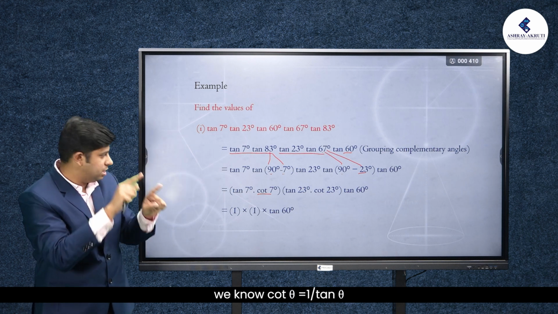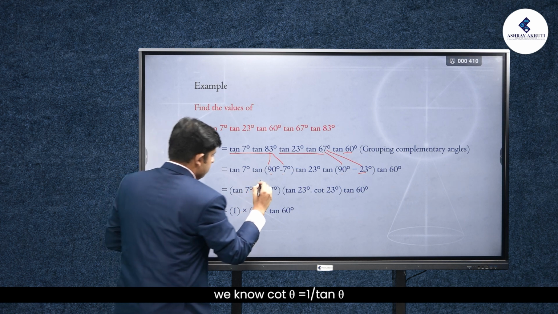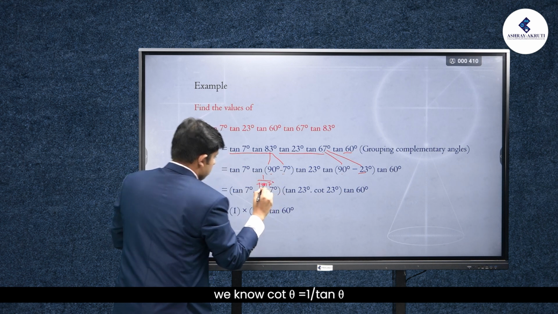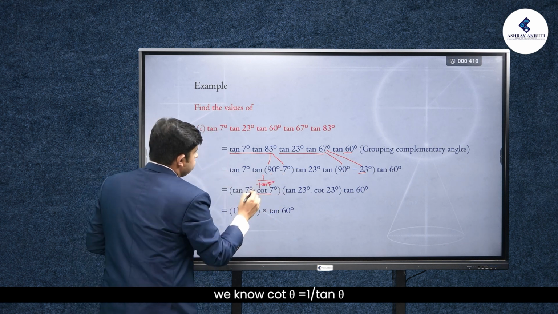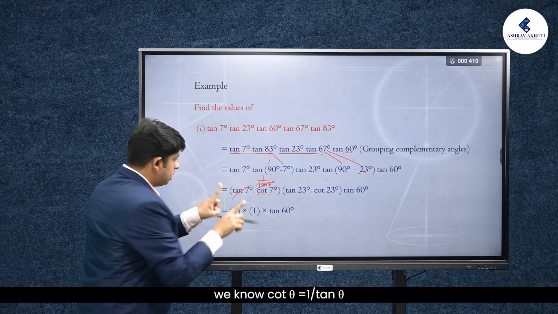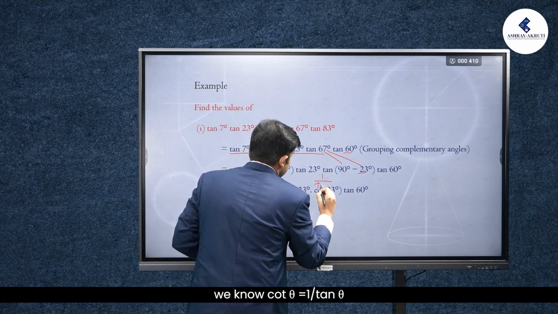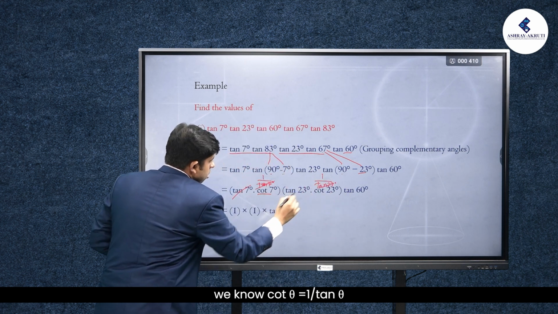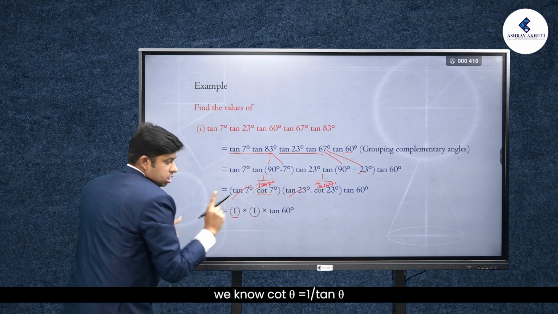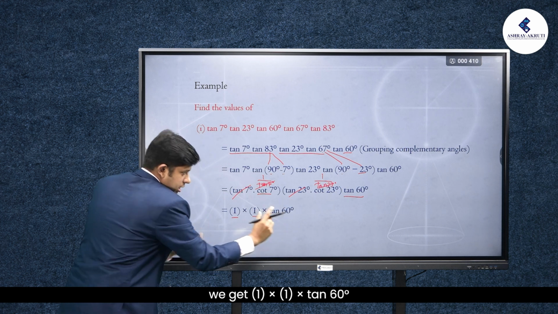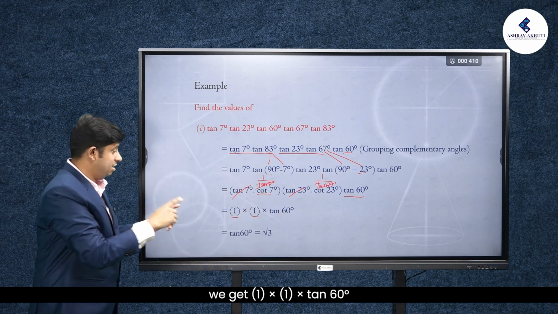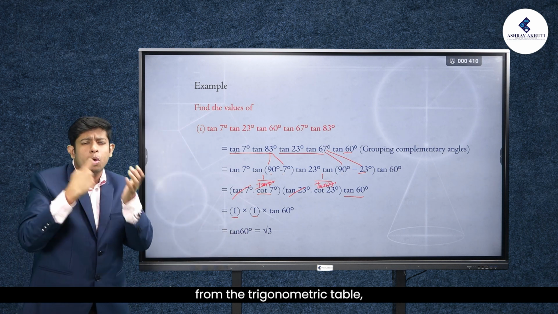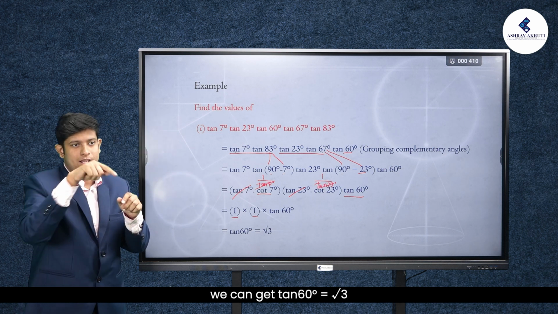We know cot theta is equal to 1 by tan theta. We get 1 into 1 into tan 60 degrees. From trigonometric table, we can get tan 60 degrees is equal to root 3.